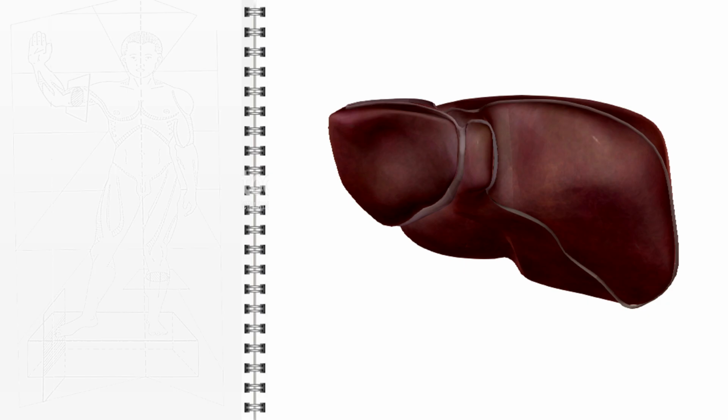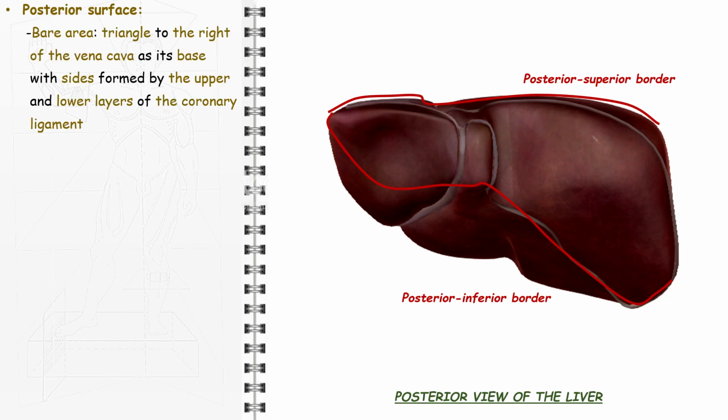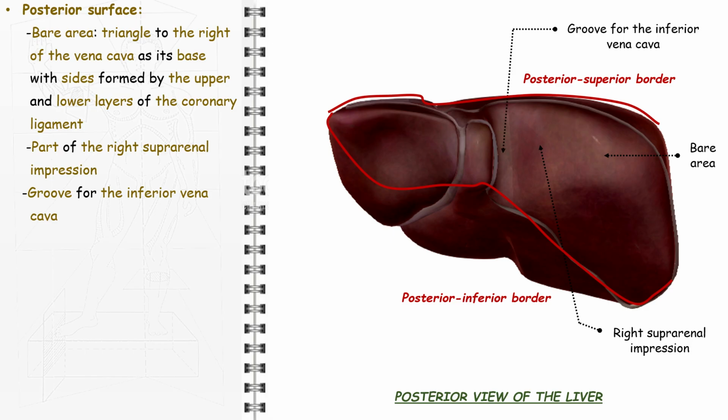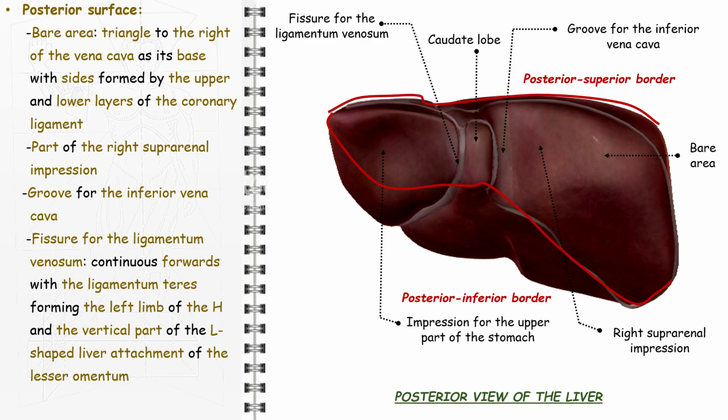The posterior surface, or the posterior part of the diaphragmatic surface, is globally concave, molding the protrusion of the vertebral column, and contains, from right to left, the bare area, a triangular area to the right of the vena cava as its base with sides formed by the upper and lower layers of the coronary ligament, a part of the right suprarenal impression, the groove for the inferior vena cava, the fissure for the ligamentum venosum continuous forwards with the ligamentum teres forming the left limb of the H and the vertical part of the L-shaped liver attachment of the lesser omentum bounding the caudate lobe and process.